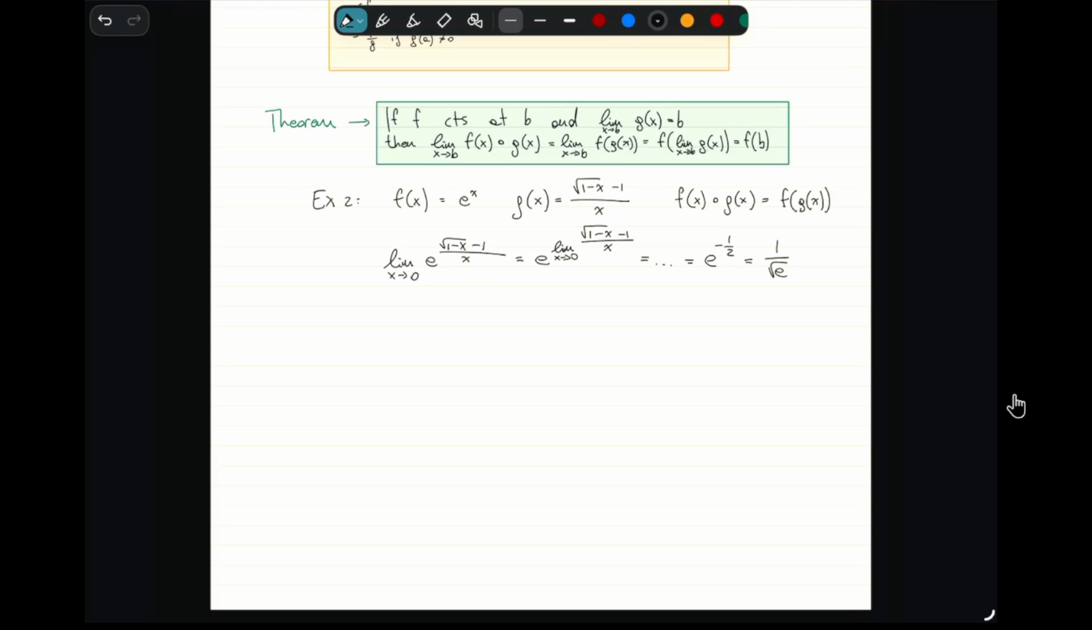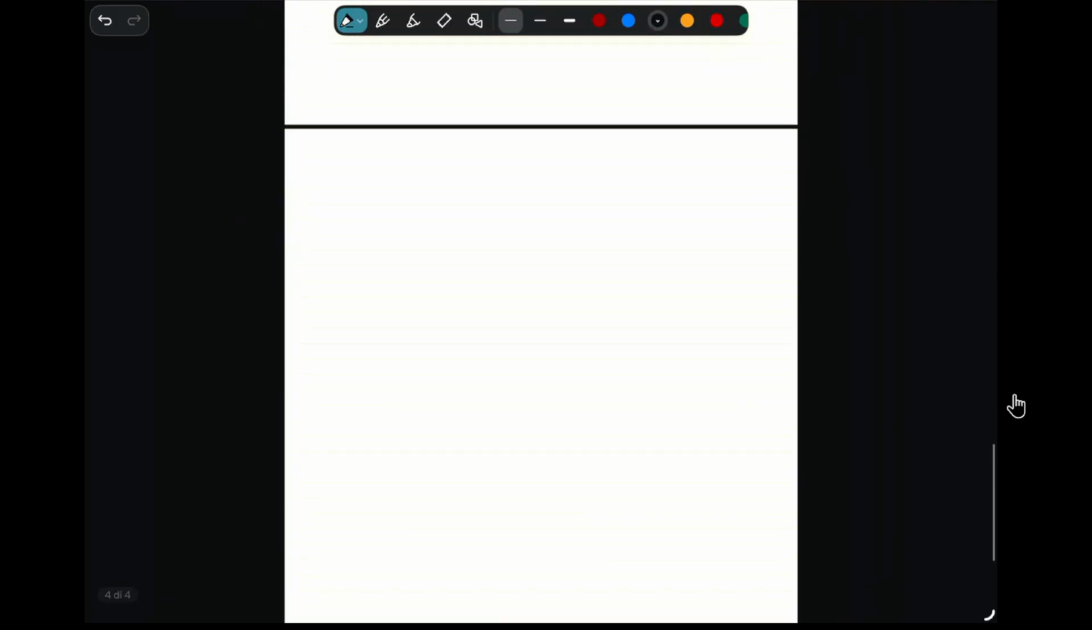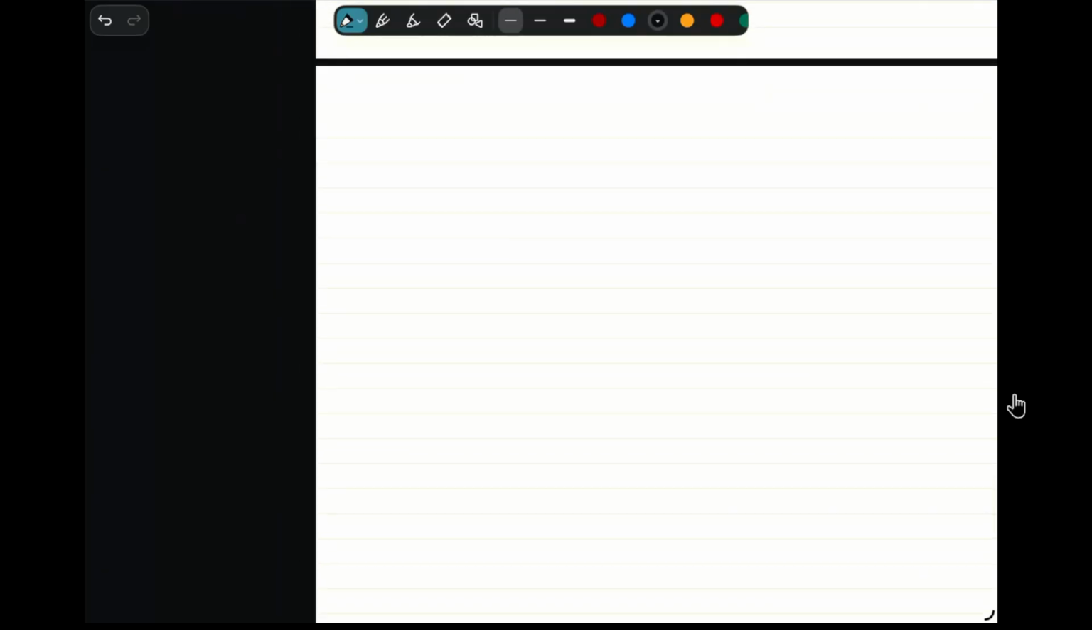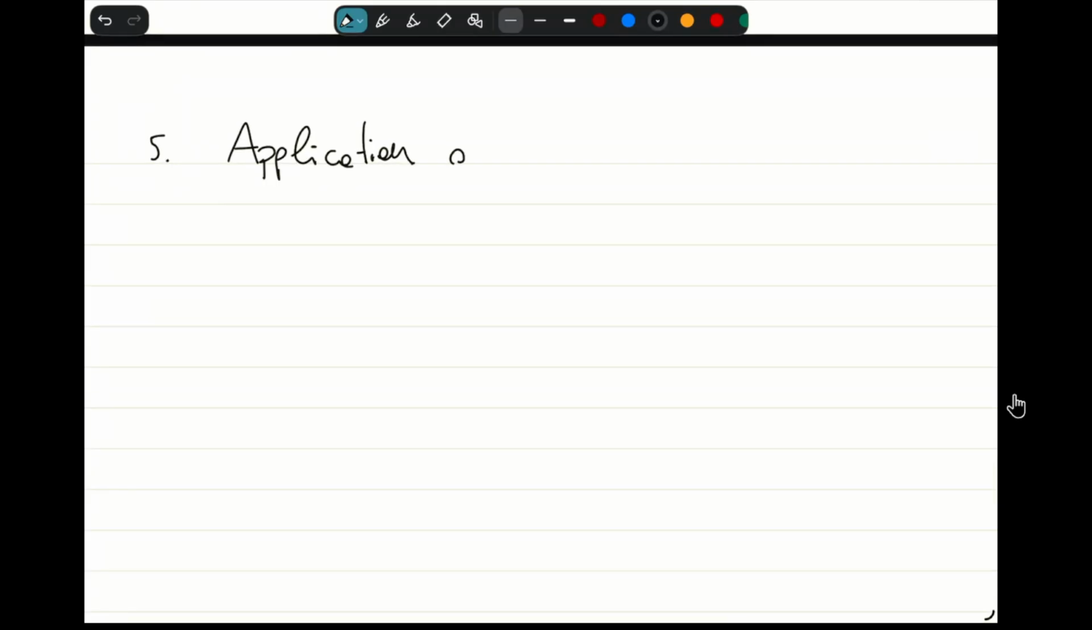Now, let's go over our section 5, which is an application. So let's see an application of the definition of continuity. Again, I told you we're going to see some applications. Here we go.